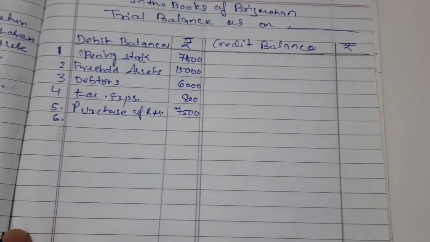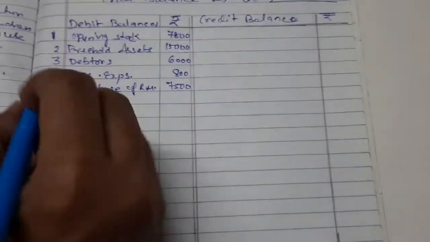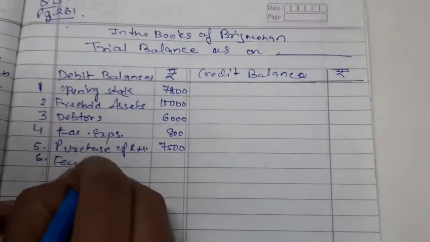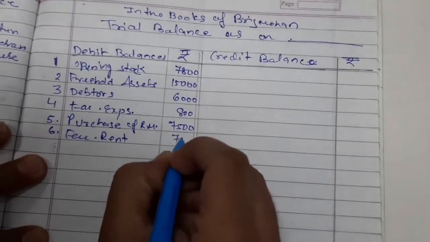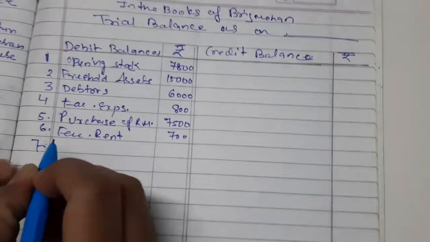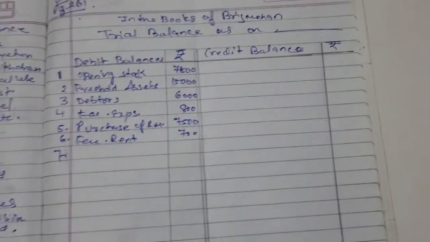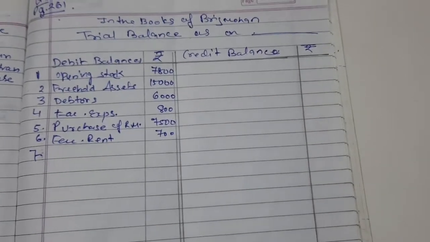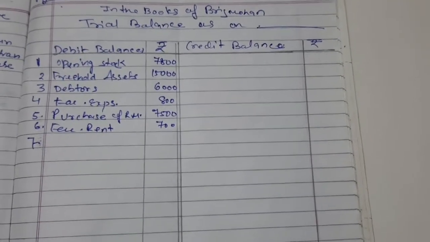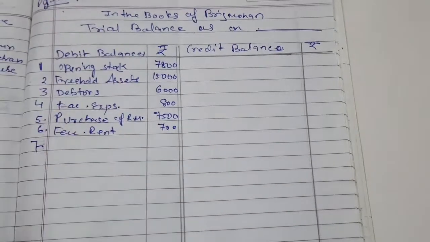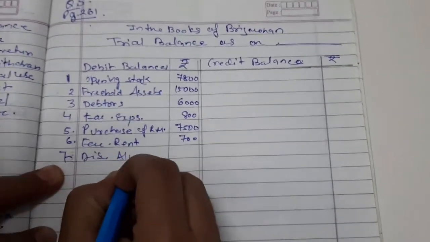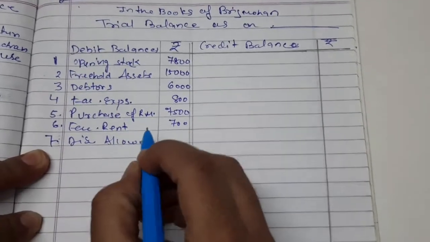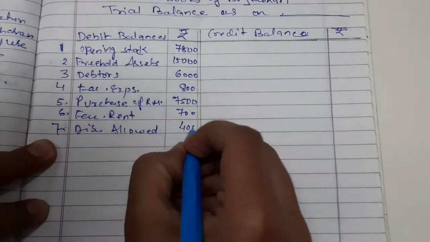Now the next is factory rent. Once again it is an expense, so it will come on the debit side. Factory rent, how much is it? It is 700 rupees. Next is discount allowed. As we all know, discount allowed is also an expense because we have given a discount to the customer, so it is our expense. Discount allowed will come on the debit side and it is 400 rupees.